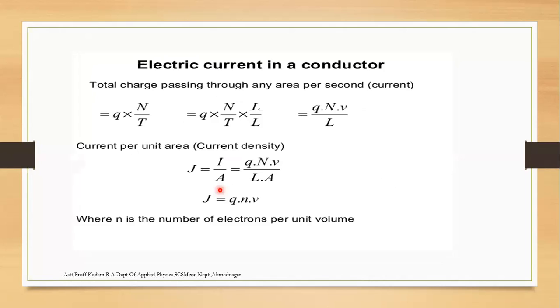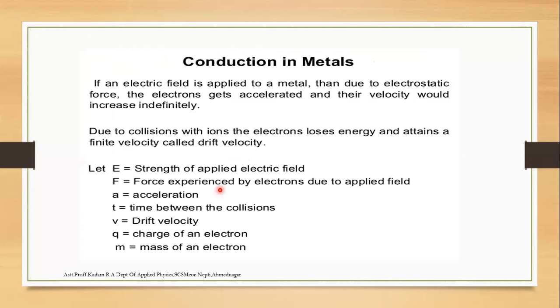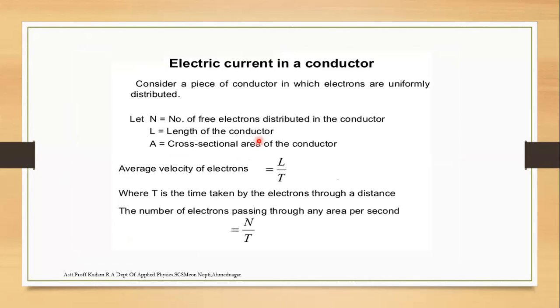Let me repeat the terms for conduction in metals. The basic terms relate to the strength of the applied electric field: force F, acceleration, time, drift velocity, Q, and m. Drift velocity is the finite velocity attained by electrons as collisions with ions make them lose energy. It is called the drift velocity. With that drift velocity, we first calculate the electric current in the conductor.